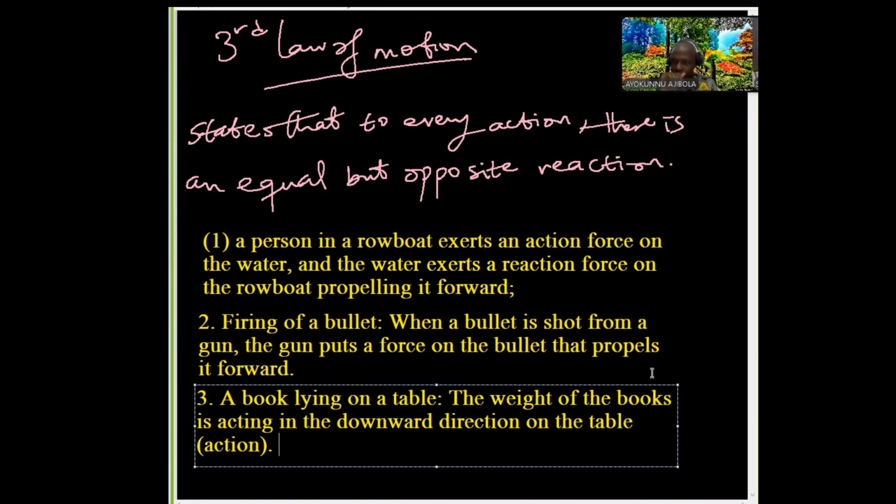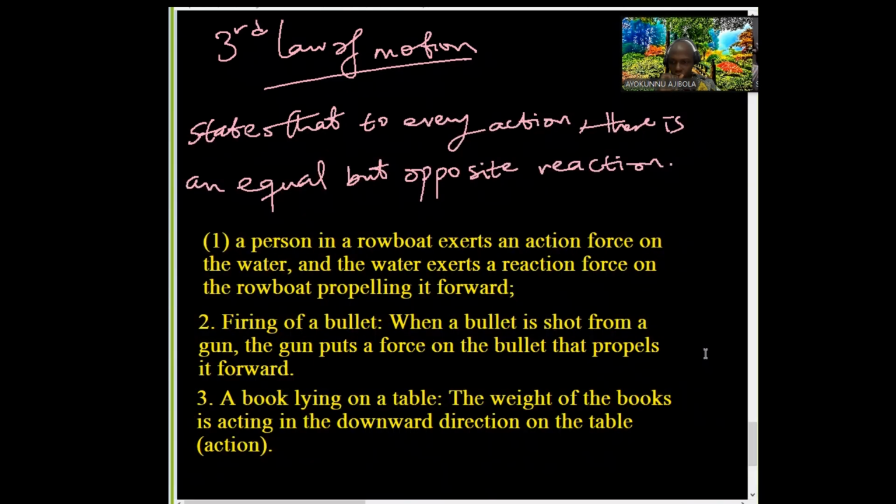Taye, read this. A book lying on a table: the weight of the book is acting in the downward direction on the table. So the weight is acting downward while the table is supporting the book upward. Is that clear?